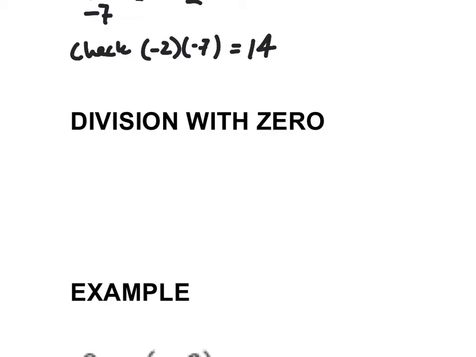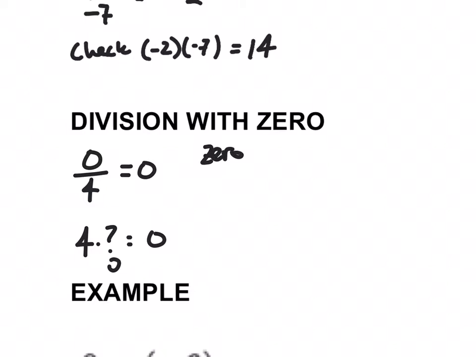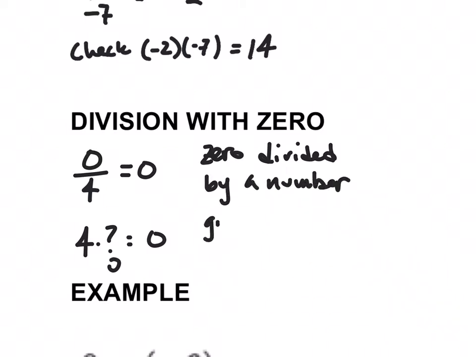I can do 0 divided by, say, 4. I ask myself the question, 4 times what number is going to give me 0? That number is 0. So this is equal to 0. So 0 divided by a number is always going to give you 0. I'm going to write that down: 0 divided by a number gives you 0.